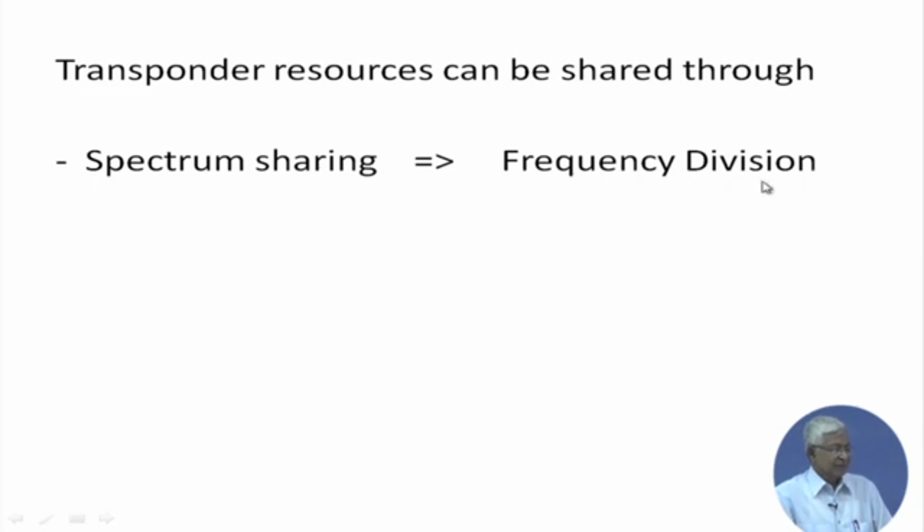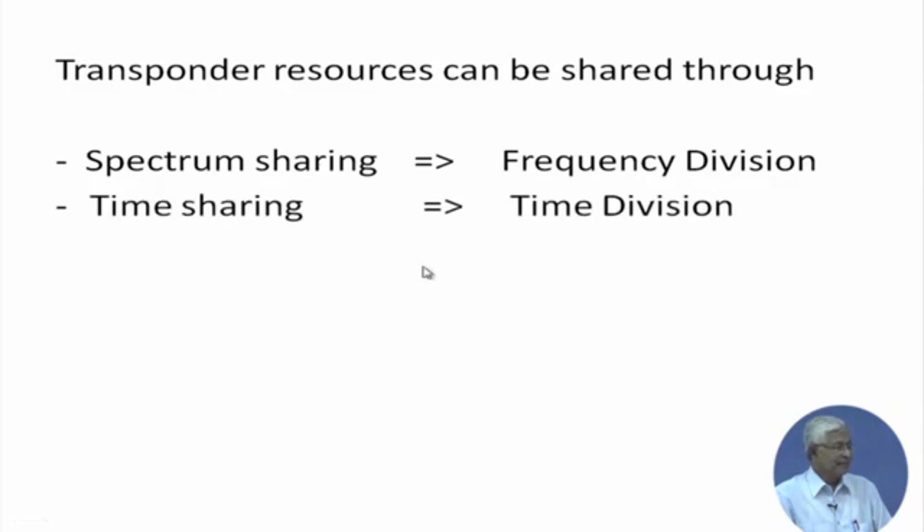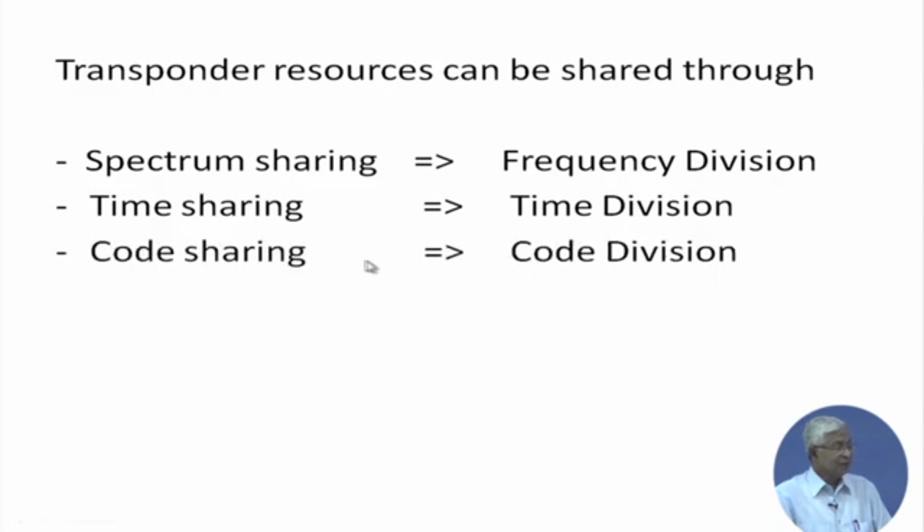If it is multiplexing, it is frequency division multiplexing; if it is multiple accessing, it is frequency division multiple accessing. In terms of time, if the users share the resource, then it is called time division multiple access or multiplexing. In terms of code, if we share, then it is called code division multiple accessing. Is there any other possibility?